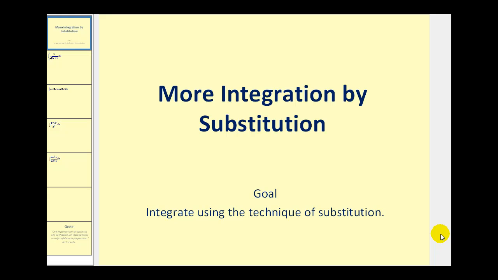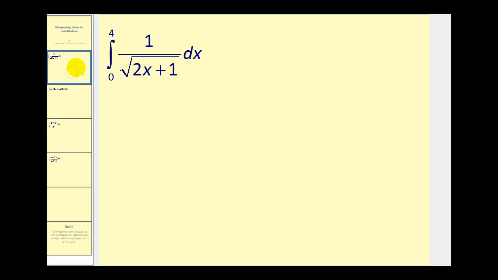Welcome back to a second video on integration by substitution. I thought we should take a look at some additional examples.